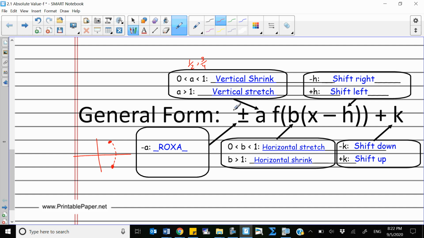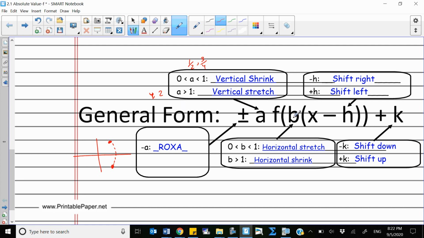But if the number is greater than 1, let's say 2, 4, 100, whatever, something greater than 1, we are going to have a vertical stretch. So if we have a vertical shrink, that means our graph is going to be wider and shorter, and if we have a vertical stretch, it's going to be taller and narrower.